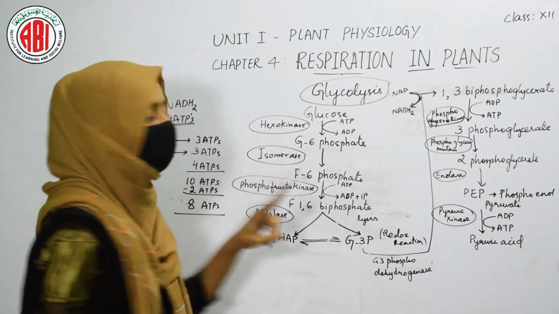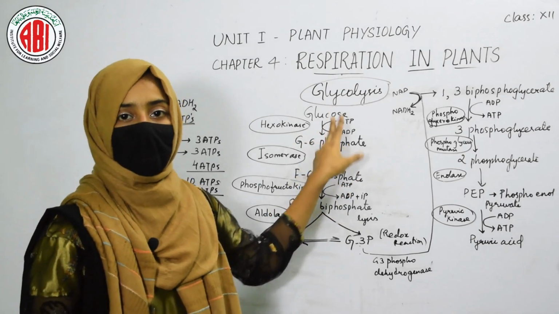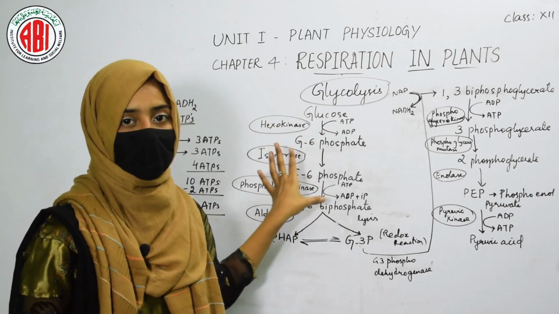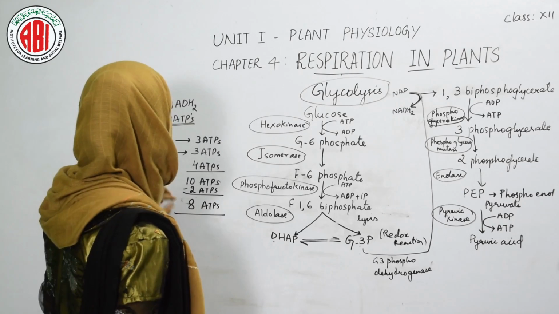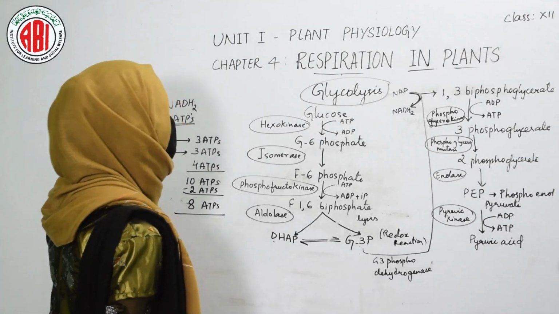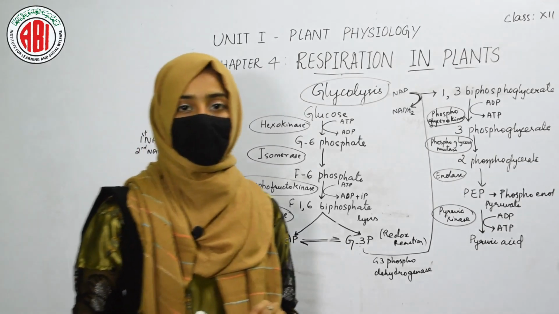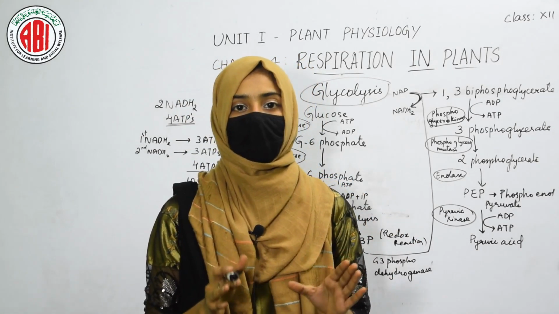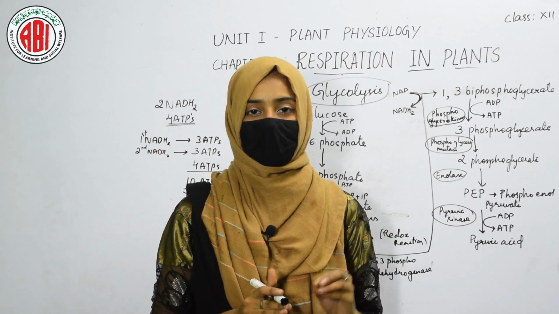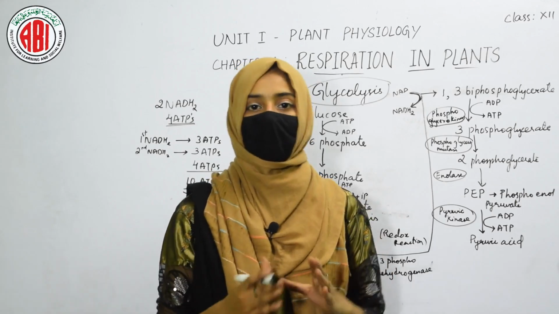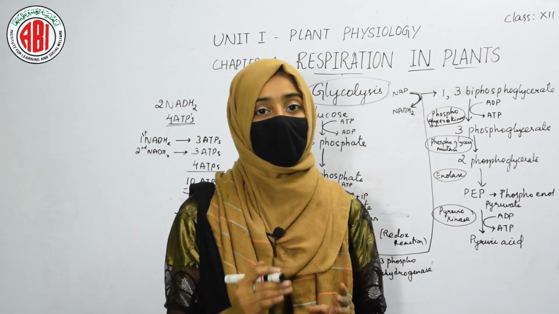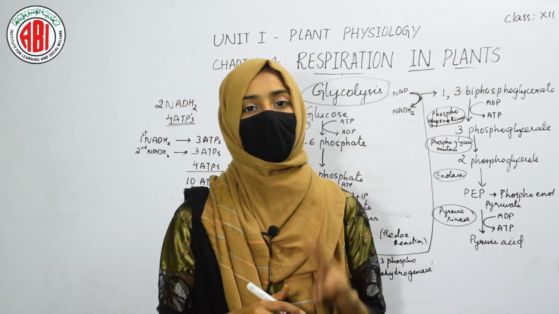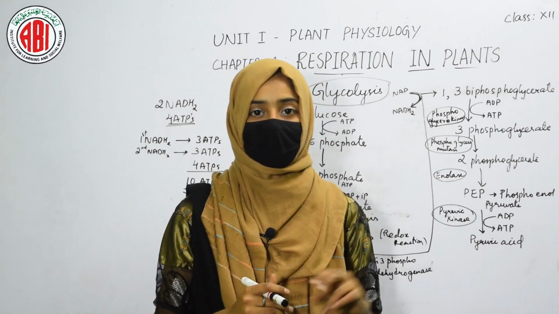Out of 10, 2 ATPs are used up in the first half reactions of glycolysis, and the remaining 8 ATPs get synthesized in the pathway called glycolysis. So this is about the first step of aerobic respiration. In aerobic respiration, we will be getting 8 ATPs, but in anaerobic respiration, only 2 ATPs get synthesized.